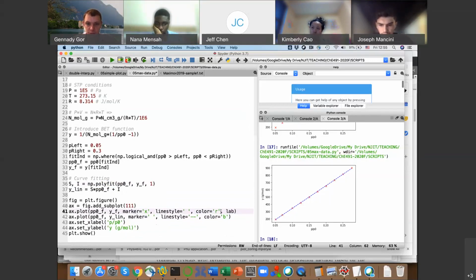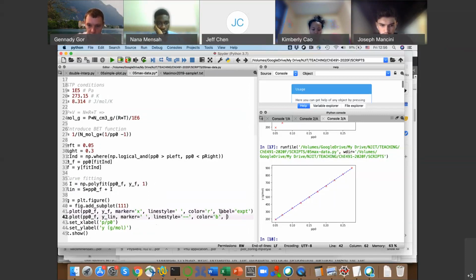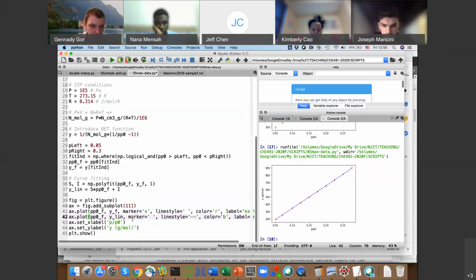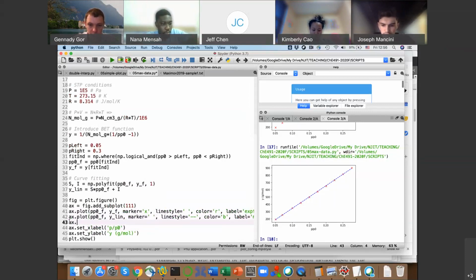One more thing which is worth adding is labels, right? I want to label this as experimental, and this as model, and I need to add the legend here. So ax.legend, and the legend has an option of location, and I think you can just make location best, and if I'm not mistaken, yeah, it will figure out where to locate it.